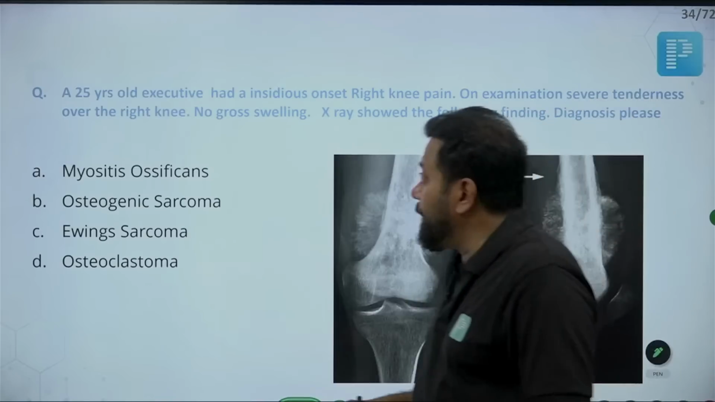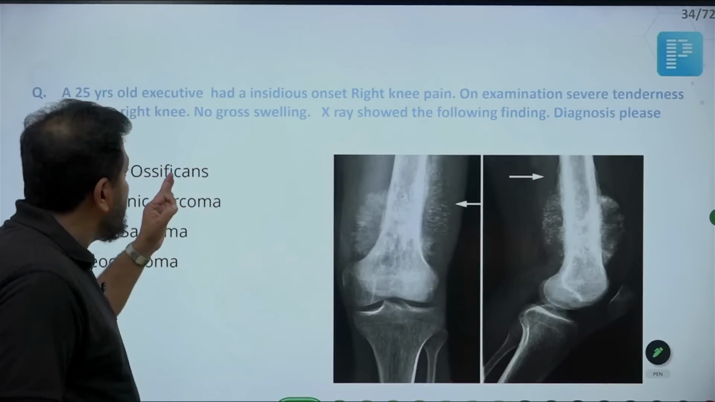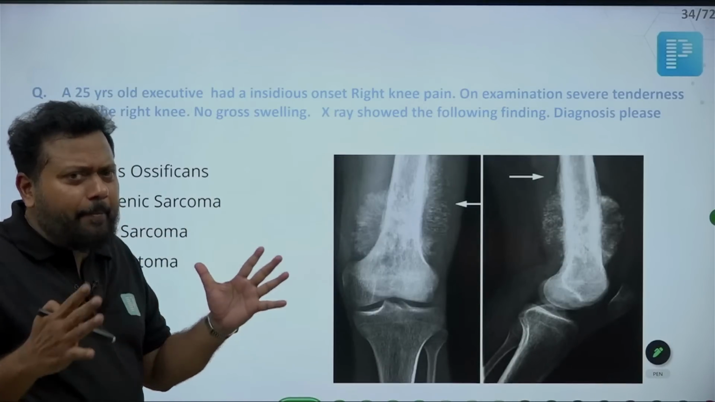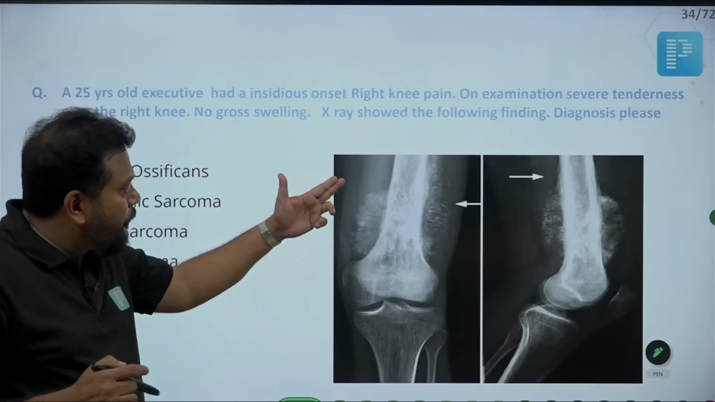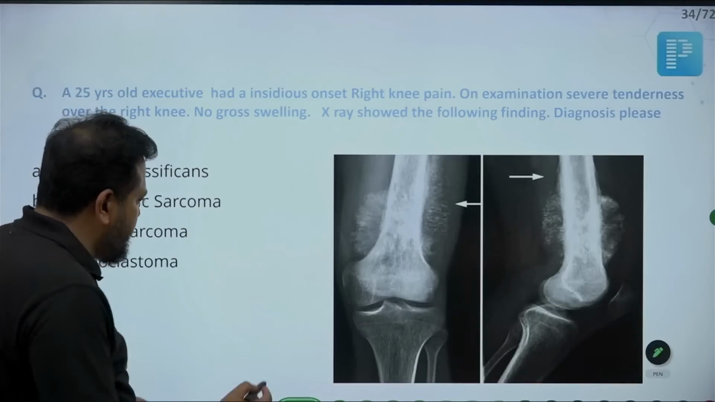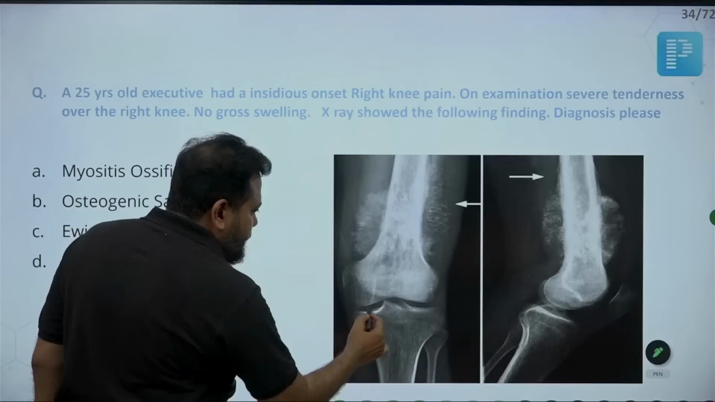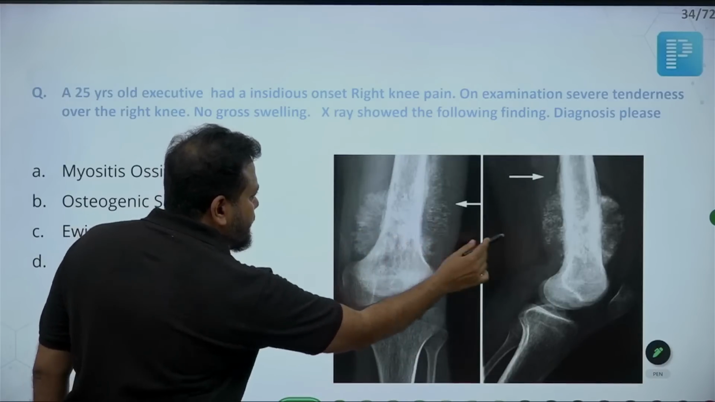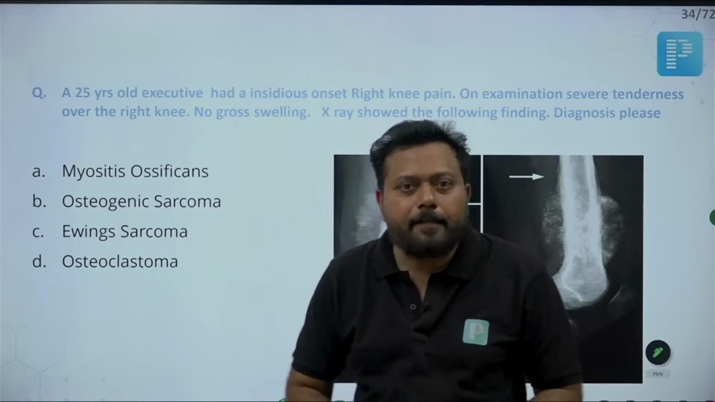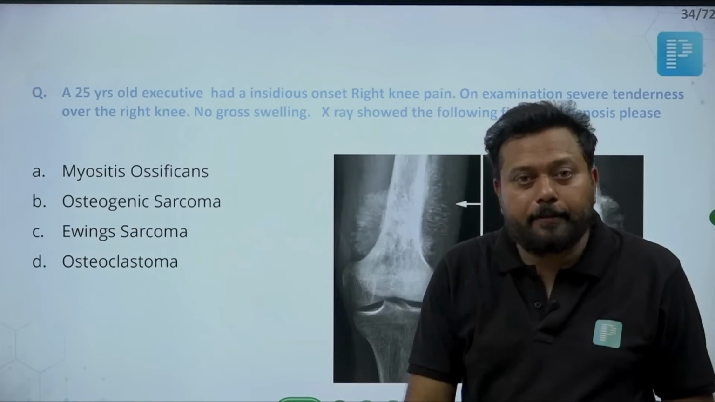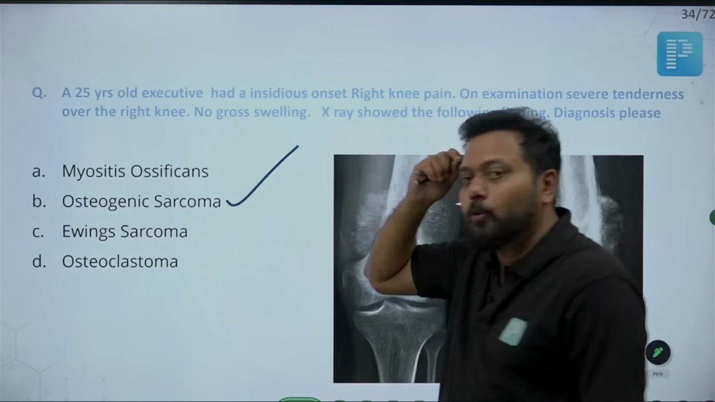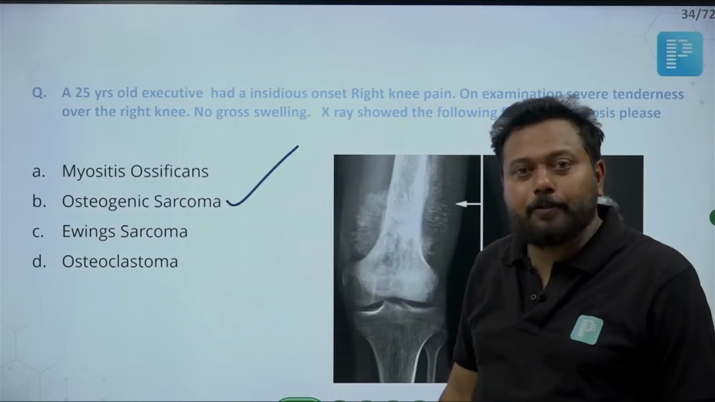On examination, severe tenderness over the right knee. No gross swelling. Only pain is there. Gross swelling, the examiner is not able to make out. The X-ray showed the following finding. Diagnosis, please. Wow, classical X-ray, man. What an X-ray. You see, this is the lower end of femur. This is the upper end of tibia. I am able to see something like this. This is called sun ray appearance. And the classical diagnosis is osteogenic sarcoma. Classical example is osteogenic sarcoma.